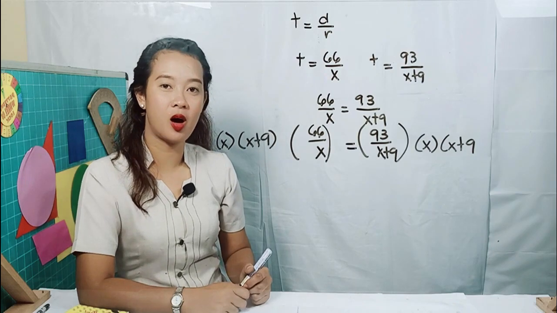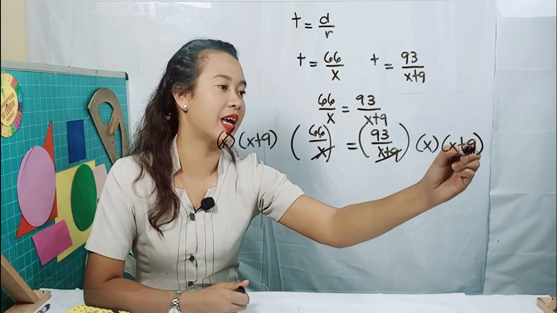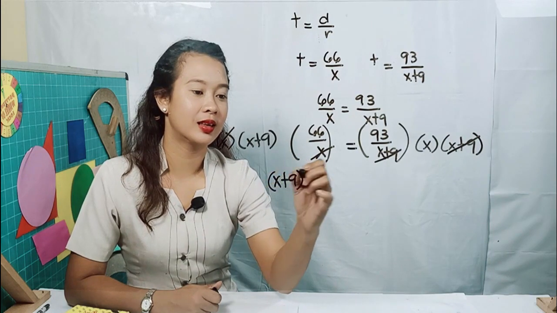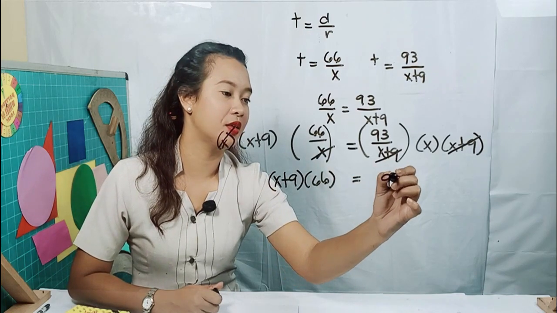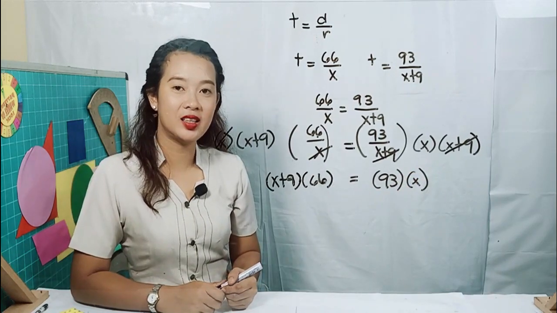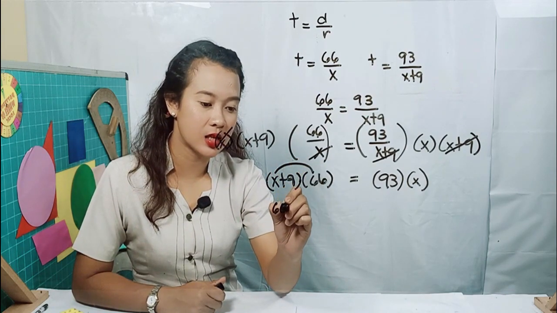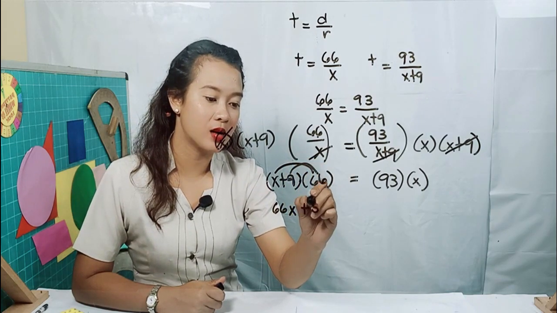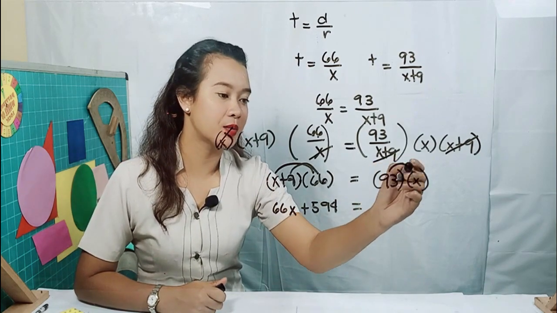Now, cancel out the common factors, x and x plus 9. We have x plus 9 times 66 equals 93 times x. Apply distributive law. x times 66 is 66x. 9 times 66 is 594. Equals 93 times x is 93x.